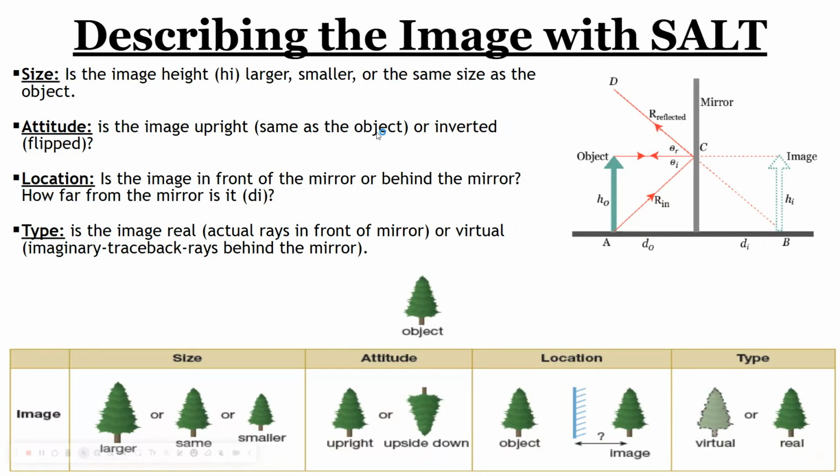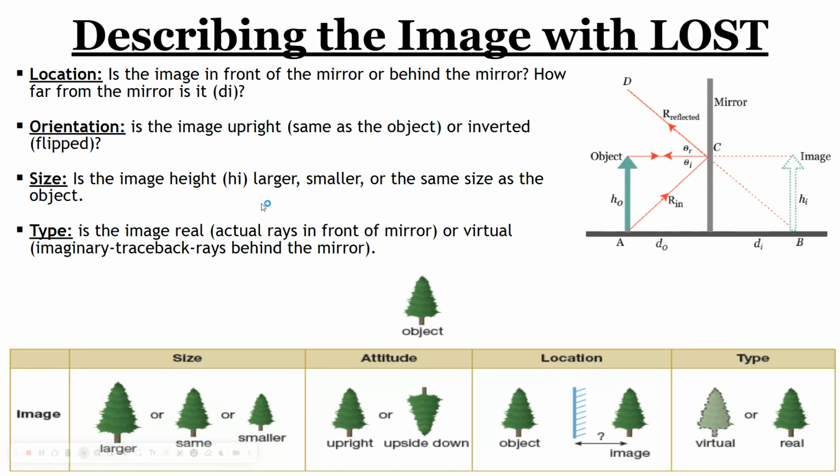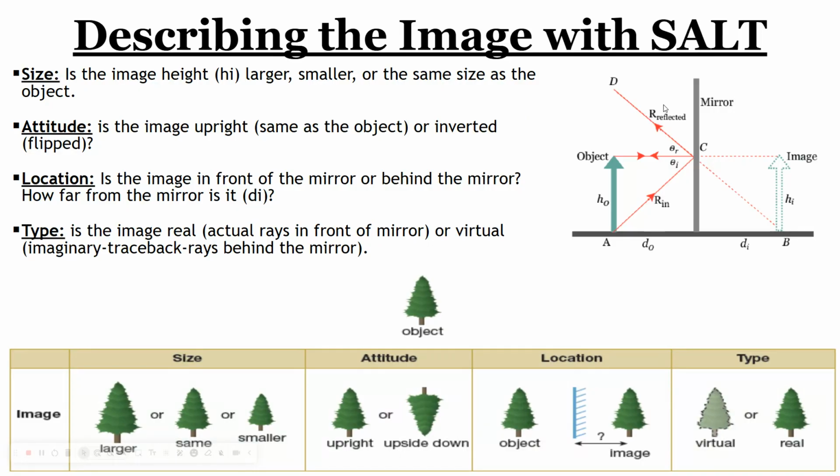You can also use the SALT system. Describing an image with SALT is essentially the same as LOST, just a different order. The S in SALT stands for size, HI versus HO. The A stands for attitude, which is the same thing as orientation. Is it upright or inverted? The L, location, DI versus DO. And the T, type, virtual versus real. So it doesn't really matter which one you use, LOST versus SALT, you're still given the same information regardless.